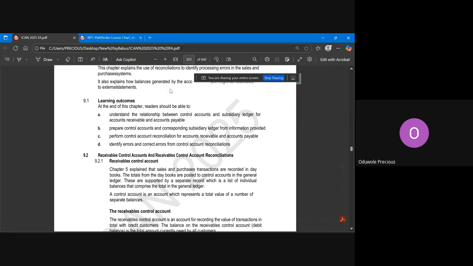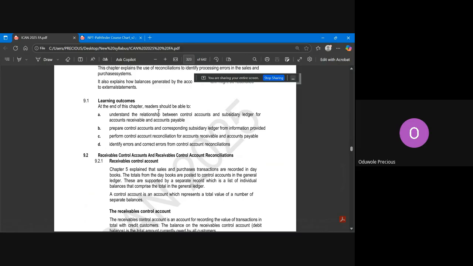So that at the end of the day, you will get a balance in your control account which will reveal the true amount of your receivables. The same thing goes for your payables. It relates to receivables, those who are owing you, and payables, those you are owing. It's just as simple as that.